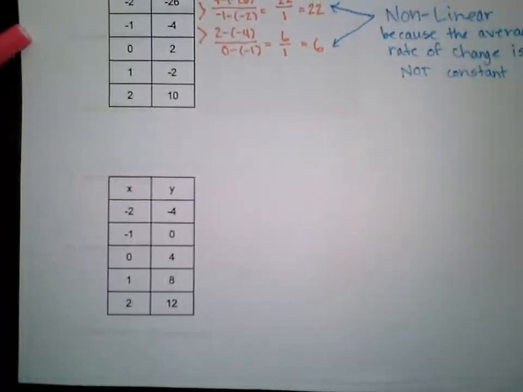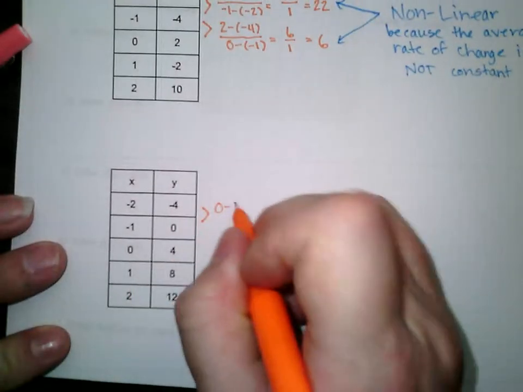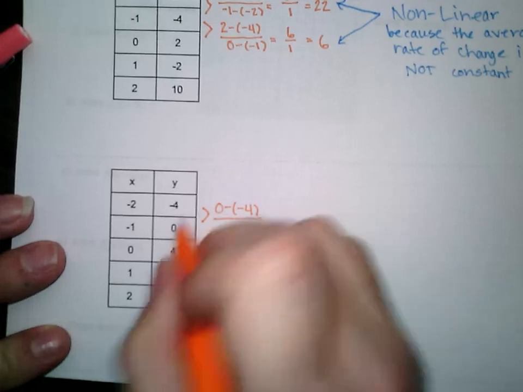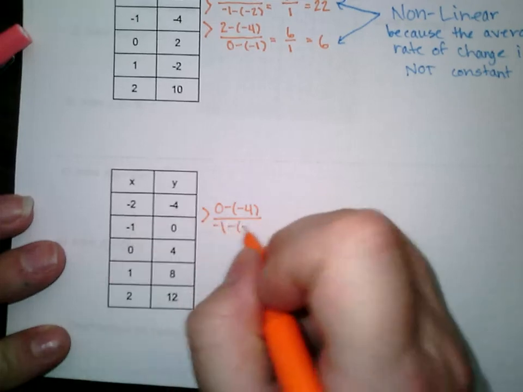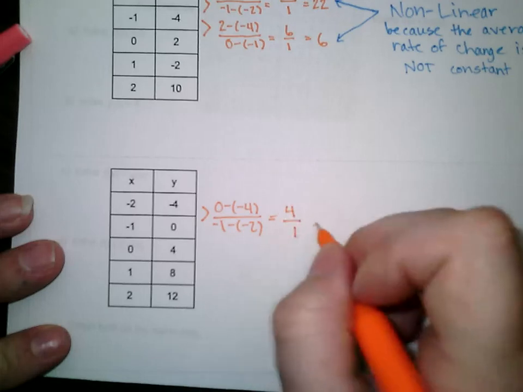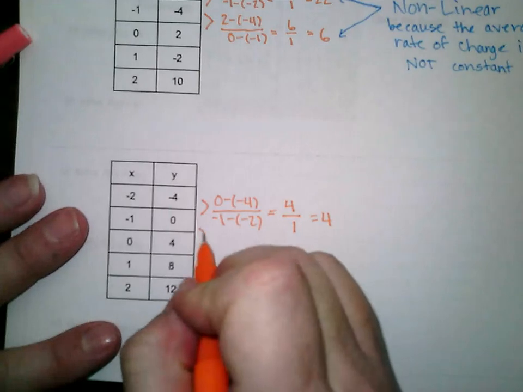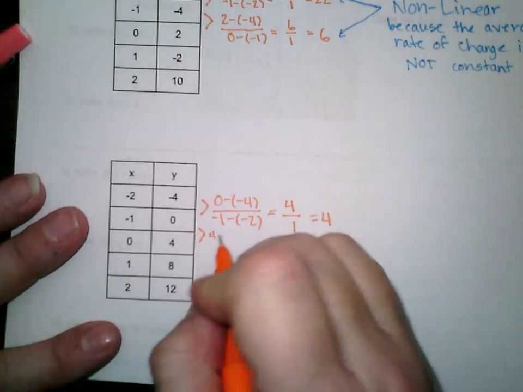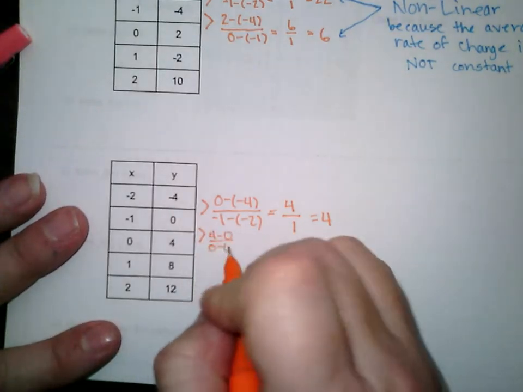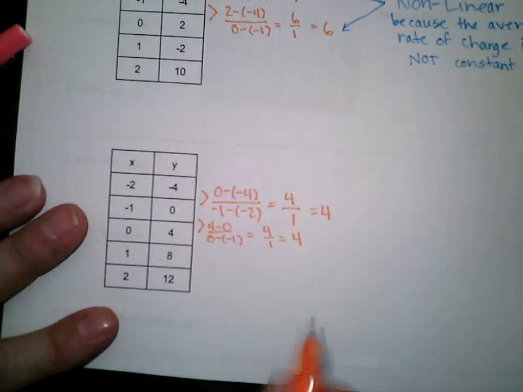So we're going to check our average rate of change, so the slope between 2 points. So we'll go 0 minus -4 over -1 minus -2. So that'll be 4 over 1. So our slope is 4, which is our average rate of change. We'll check these. So 4 minus 0 over 0 minus -1, 4 over 1. Okay, so far so good.